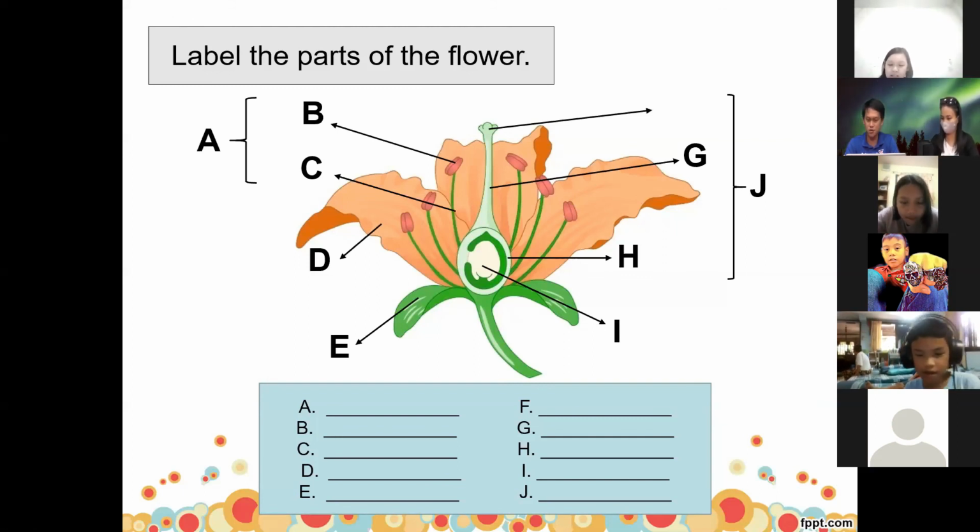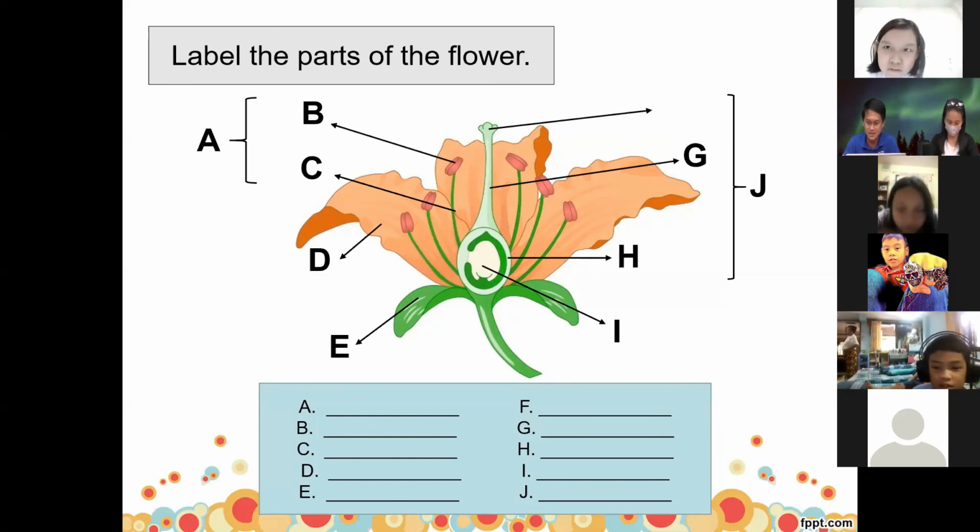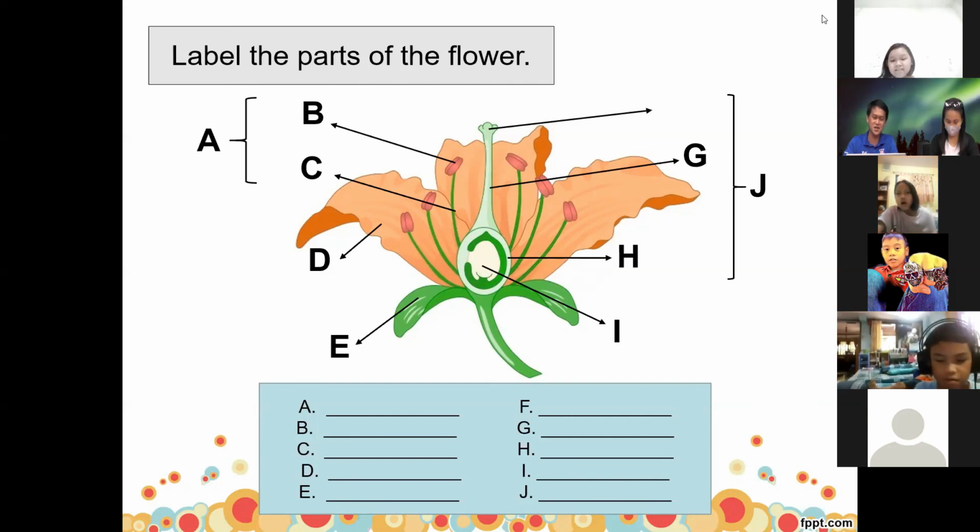Which part of the flower protects the unbloomed flower? Petals? Okay. No, it's sepals. And which part of the flower attracts insects, like pollinators, like bees and butterflies? Letter D. What is letter D? Petals. Okay, petals.